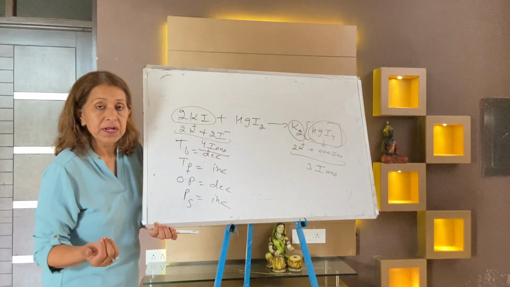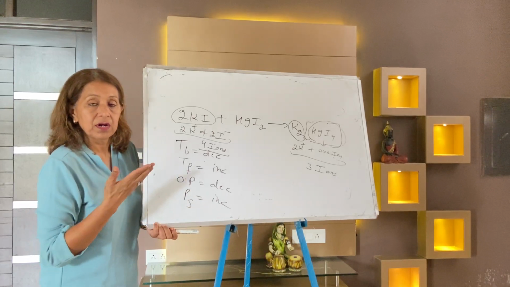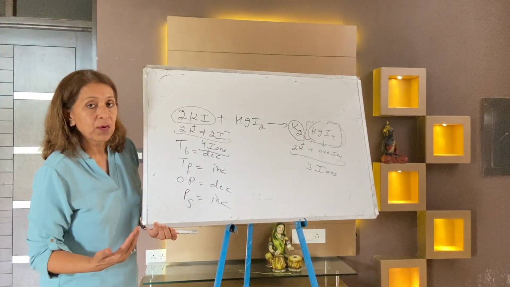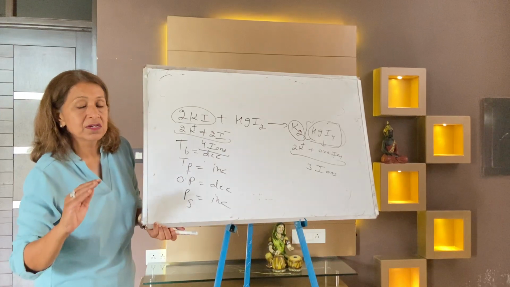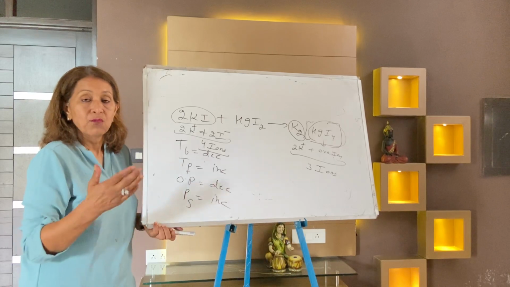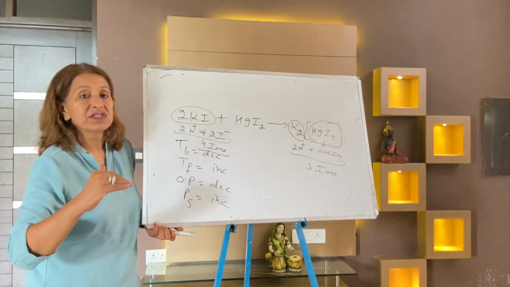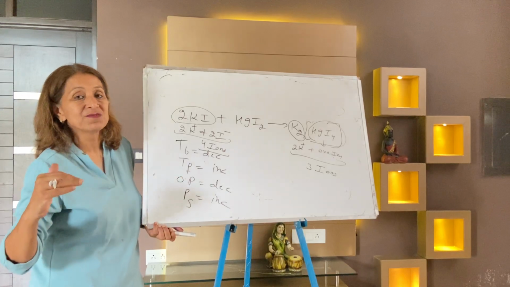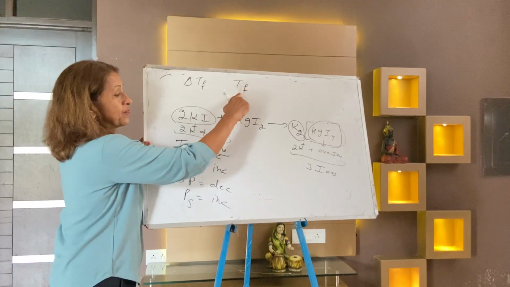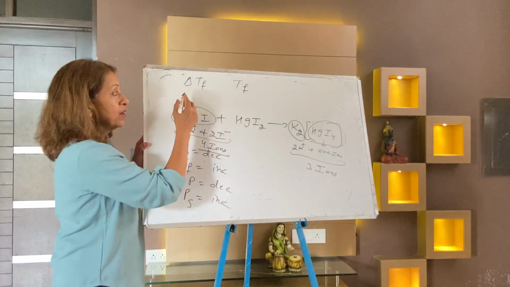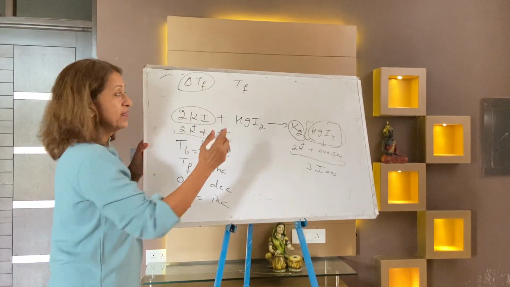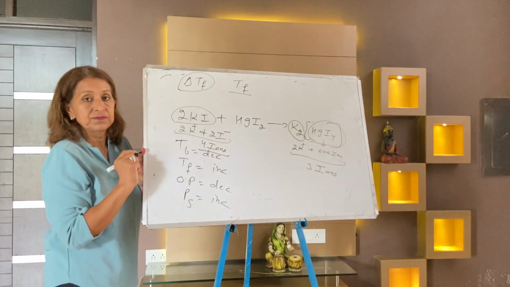There are 4 colligative properties: lowering of vapor pressure, depression in freezing point, elevation in boiling point, and osmotic pressure. And when the question comes, it doesn't come like this. It asks which has more vapor pressure, which has more freezing point, more boiling point. They are not asking which has more depression in freezing point. They are asking which has more boiling point. They are not asking delta TF, they are asking about TF. Note the difference between delta TF and TF. Delta TF is the depression in freezing point. They never ask the depression in freezing point; they always ask the freezing point of solution.